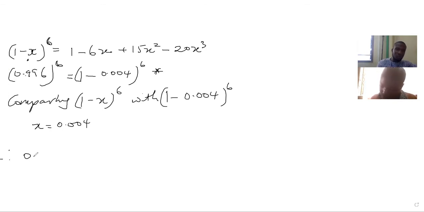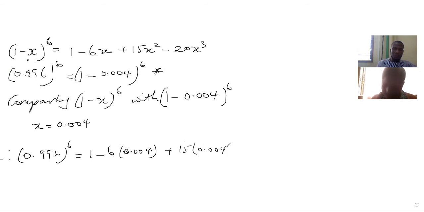Meaning that, therefore, 0.996 exponent 6 will be equal to 1 minus 6 into bracket 0.004 plus 15 into bracket 0.004 squared minus 20 into bracket 0.004 cubed. So calculate that for us and let's see.